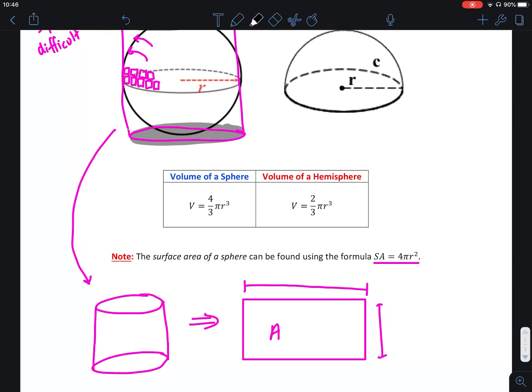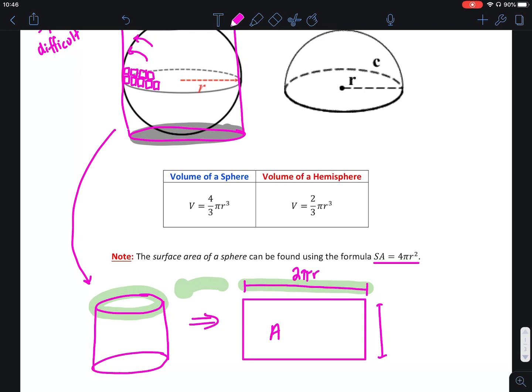Okay, well, let's look first at length. And we got to go back over there. In the context of this, the length is actually just the circumference because we've unpeeled the label, right? So we know the formula for circumference, right? That is just 2 pi r.